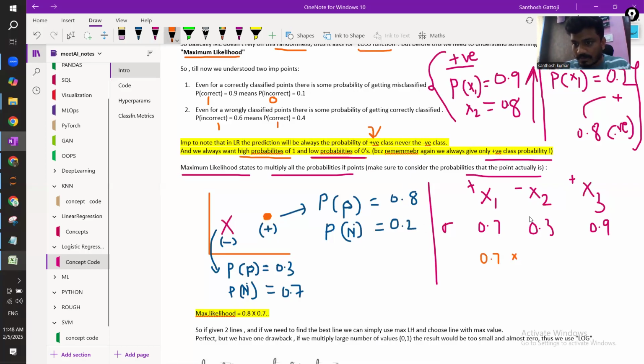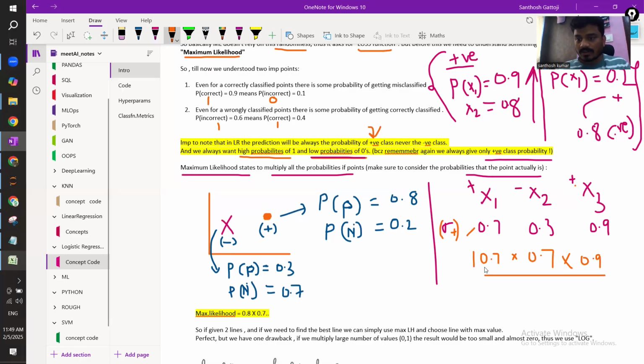Into, now this is always going to be the positive probability, as you know from sigmoid. This is fine. But now this is 0.3. Is this a positive point? No, this is a negative point, so you need to take the probability that the point actually is. You need to take the negative probability. What is the negative probability of this 0.3? 0.7. Perfect. And into this, which is anyhow the positive probability, 0.9. This is called the maximum likelihood.